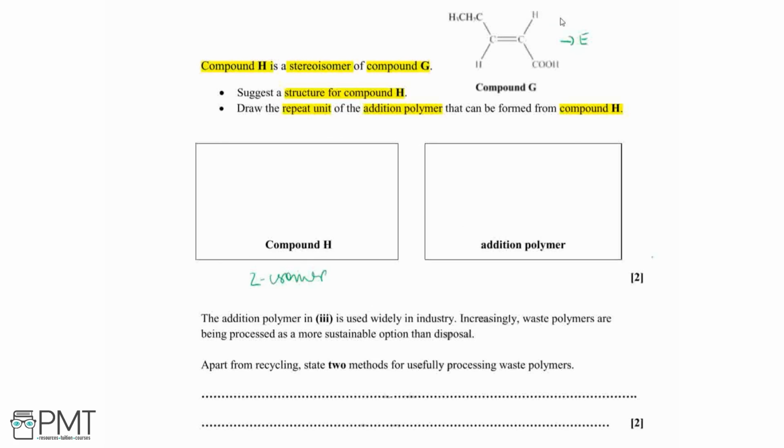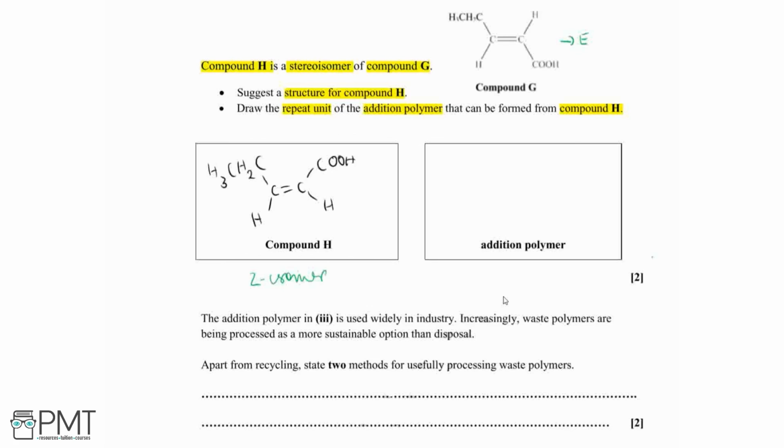So I'm going to flip this side on the right here. So we're just swapping those over so that our two highest priority groups are now going to be on the same side of that double bond overall. So just like this here. And there's our Z isomer for compound H.